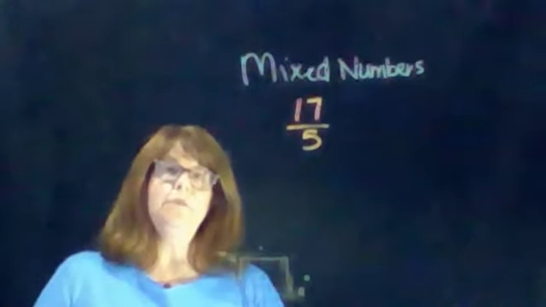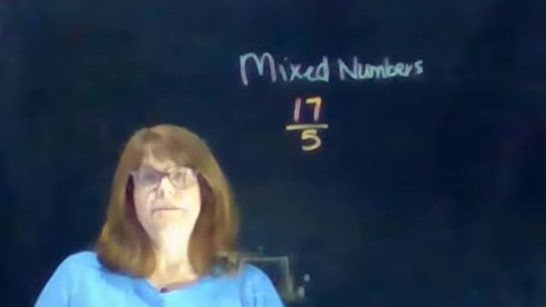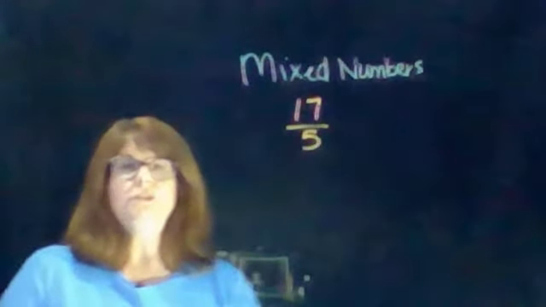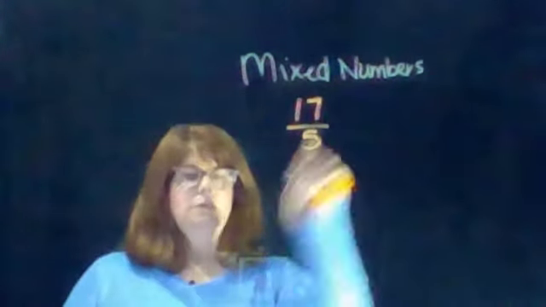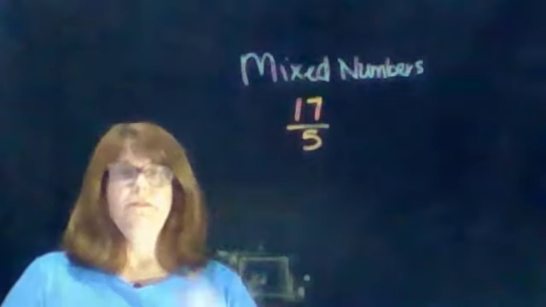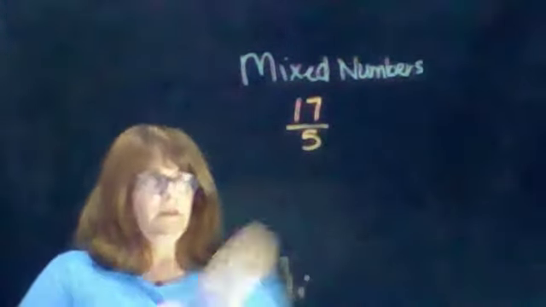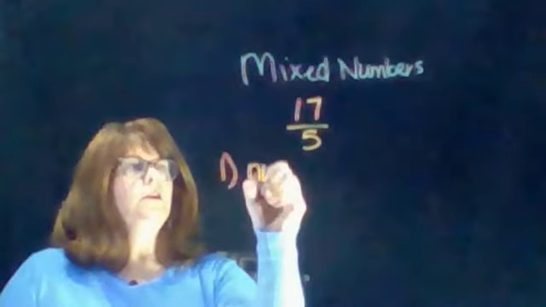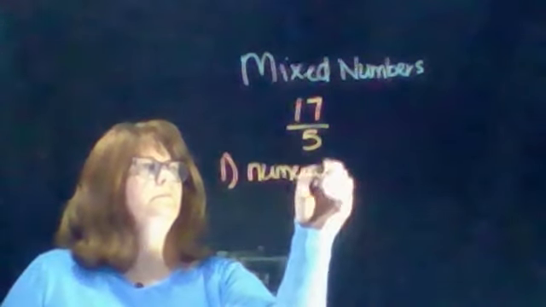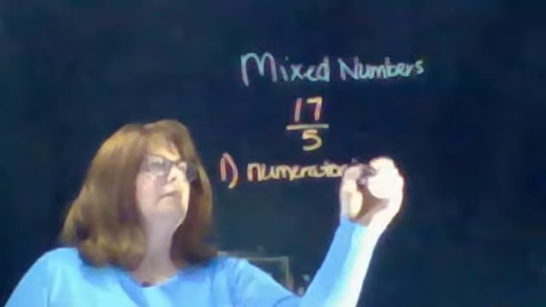Okay, now we have an improper fraction and we'd like to make it into a mixed number. So what we have to do is take the top number, which is 17, and divide it by the bottom number, which is 5. So the numerator divided by the denominator. So step 1, numerator divided by the denominator.